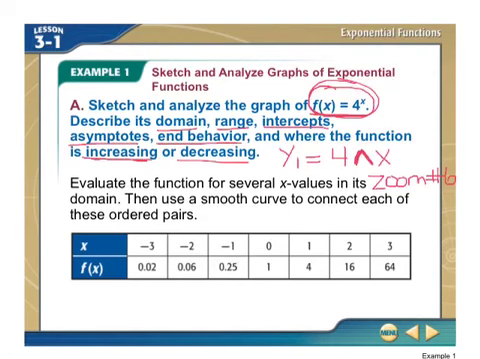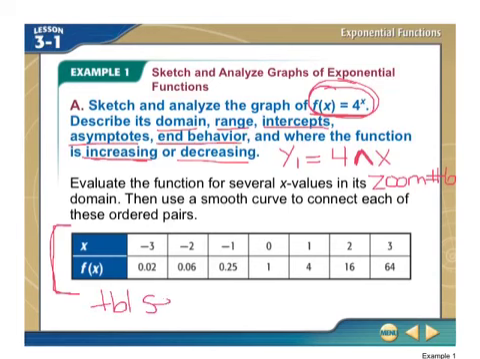Now, what we want to do is evaluate the function for several x values in the domain. We can use whatever we want for x. We can use any exponent we want. x can be negative, x can be positive, x can be a fraction. In the table here, they've used the integers -3 to 3. So if you wanted to view the table that they have right here, you could go to your table setup.